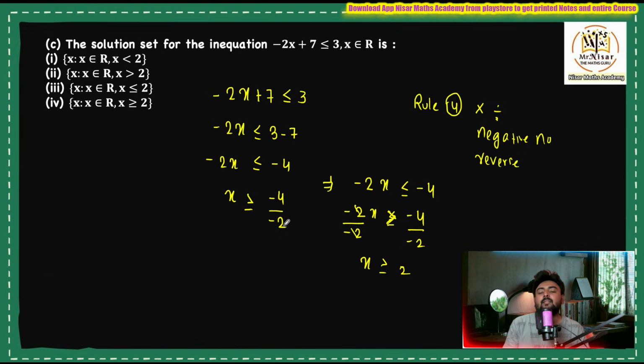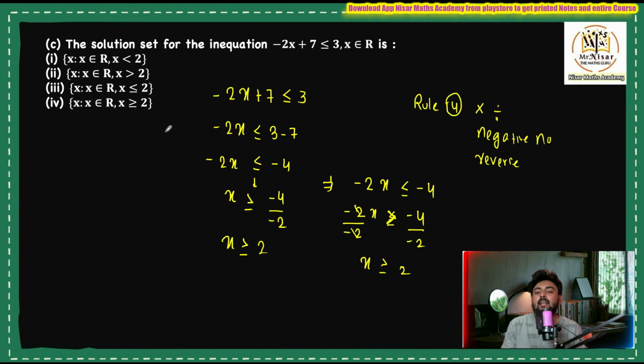Or you may understand in this way: whenever a negative number goes in the division, what happens? Whenever a negative number goes in the division, the sign of inequality changes. So this sign I have changed. So if I solve it further, I'll get x is greater than or equal to -4 divided by -2, it's +2. Minus will get cancelled and 2 2s are 4.